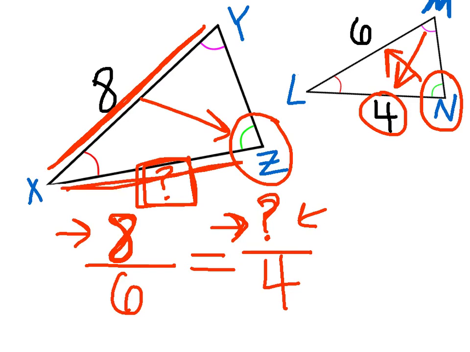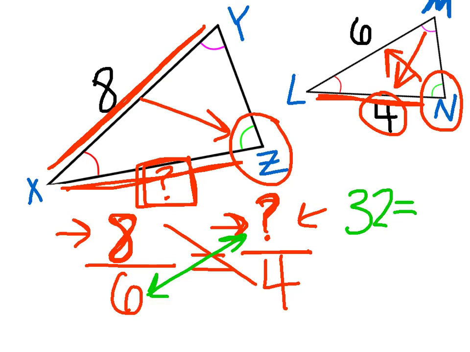And XZ is the corresponding side to LN. So we put our corresponding sides over each other. So we put 8 over 6. We set that equal to our number that we're looking for over 4. Now, do you guys know what cross multiplying is? Yes? Okay, so that's what we're going to do to find this. We're going to do 8 times 4. I'm going to change colors here. 8 times 4 gives us what? Should be 32. And then we do 6 times our number. That's going to be 6 times some number, we'll call it x.